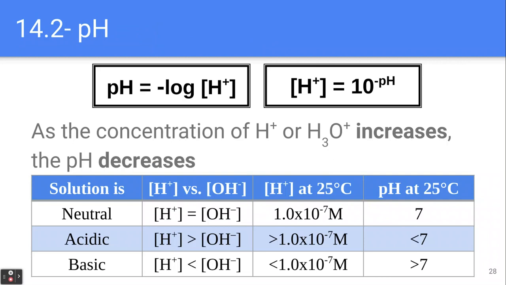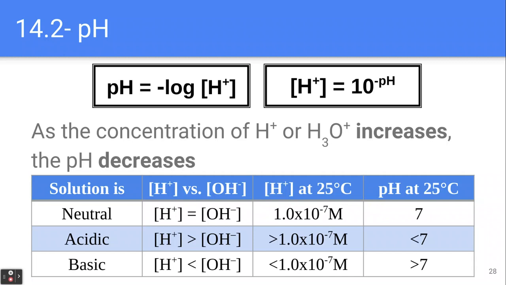Now, we're going to talk about pH and pOH here in just a sec. So pH really tells us how much proton concentration is in solution. And so as the concentration of protons increases, the pH decreases. These are opposites of each other. So if you have a lot of protons in solution, that means you're probably an acid, which means you have a low pH. Now, in neutral solutions, your pH is equal to 7.